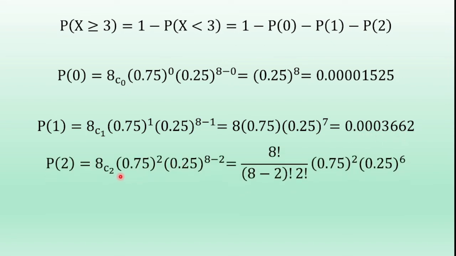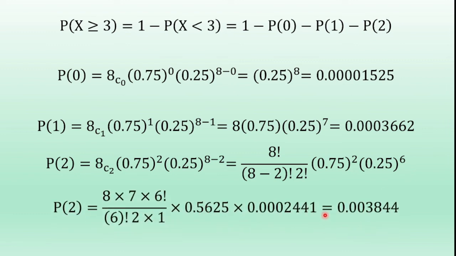Next, P of X is equal to 2. P of X is equal to 2 is 8C2 into 0.75 whole square into 0.25 whole to the power of 6. So 8C2 is 8 factorial by (8 minus 2) factorial into 2 factorial, into 0.75 whole square into 0.25 whole to the power of 6. Reducing the RHS term, we get 0.0038, and substitute all these values into this equation.